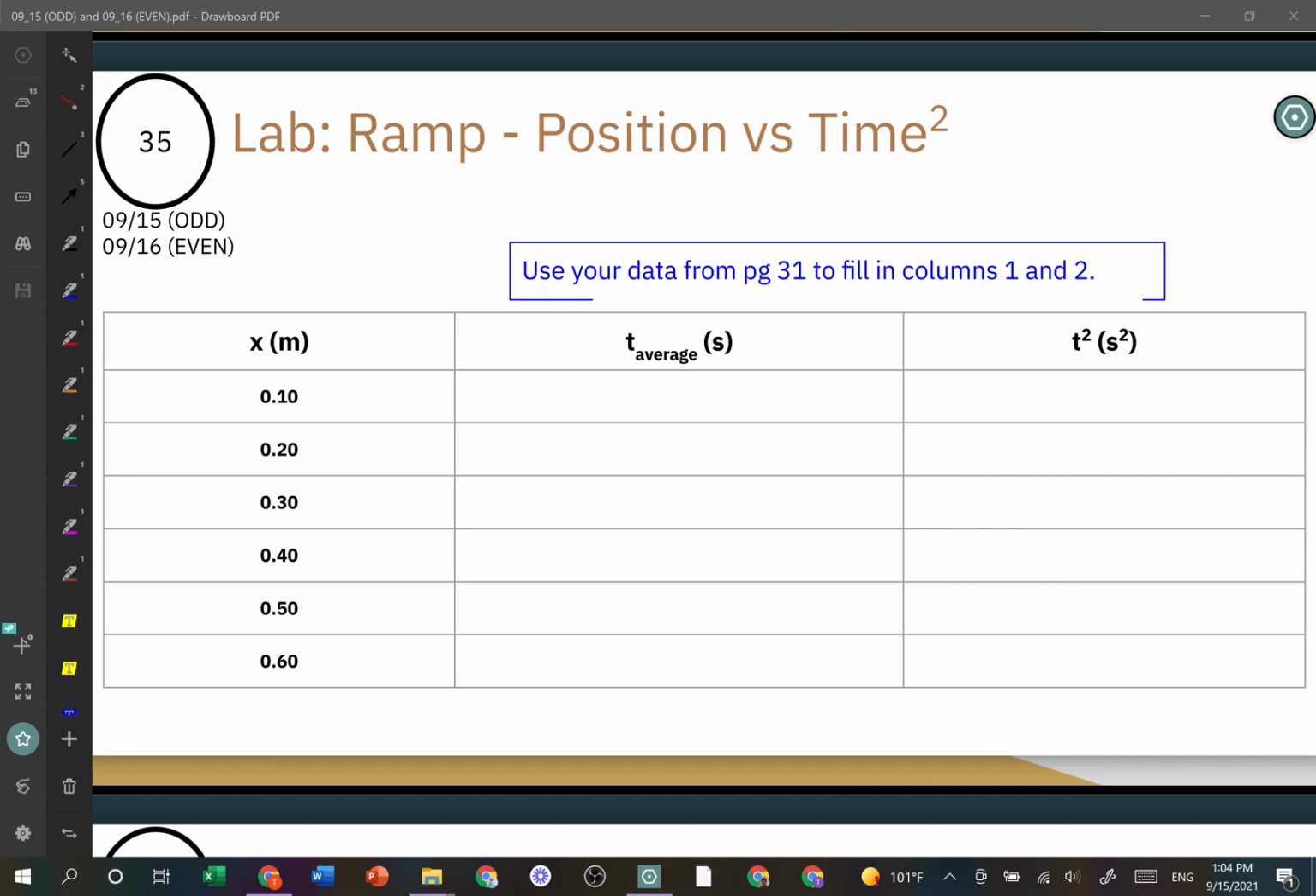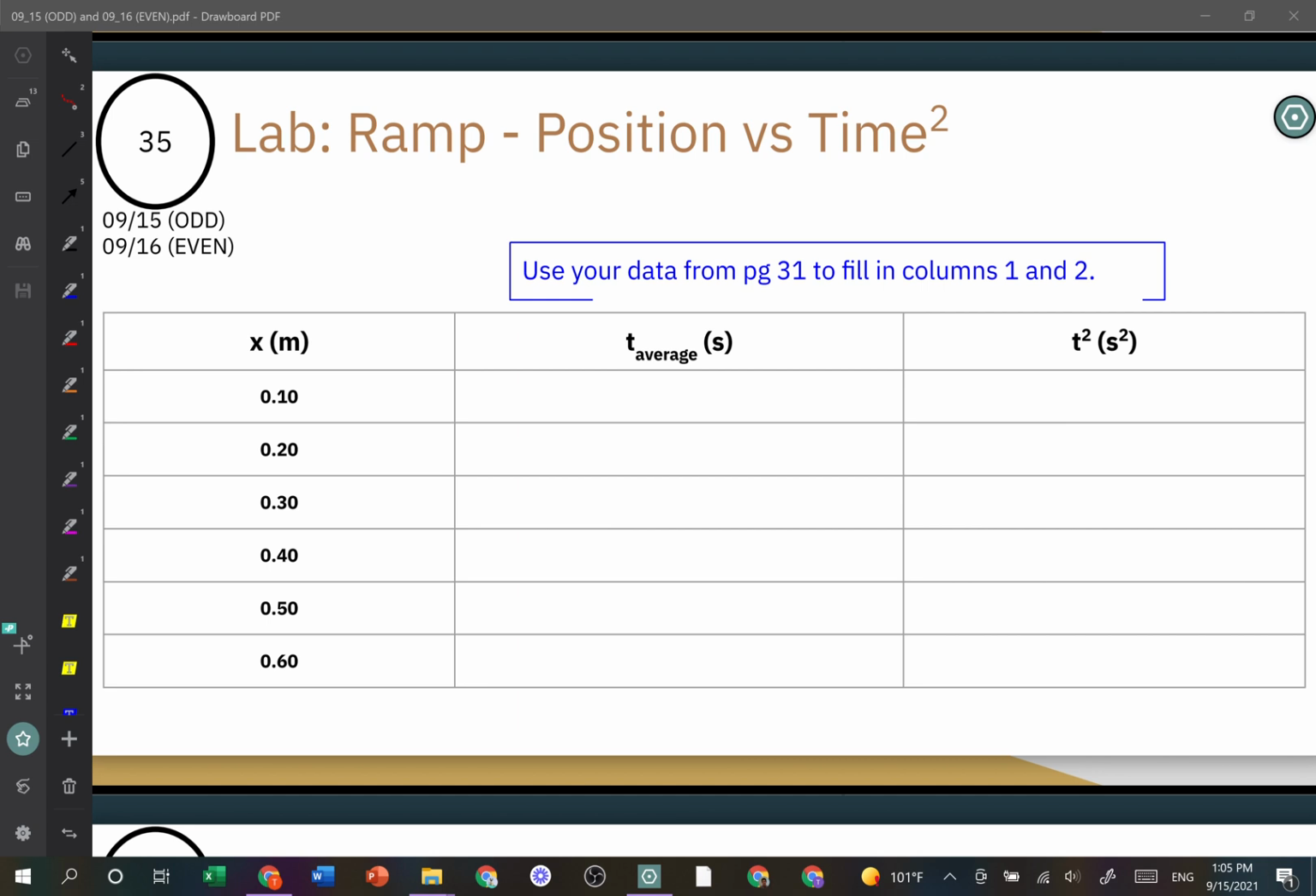In order to linearize that relationship, in order to make that data into a straight line, we determined that we would need to plot our positions on the y-axis and the square of our time values on the x-axis. On page 35, we're going to have this data table: 3 columns and 7 rows. The first column is going to be our positions with the units of meters. The positions that we're going to be using are the same positions from day 1 of this lab that we would have on page 31 in that first column.